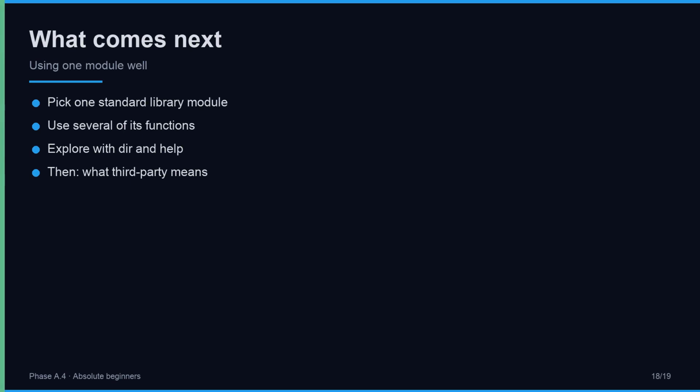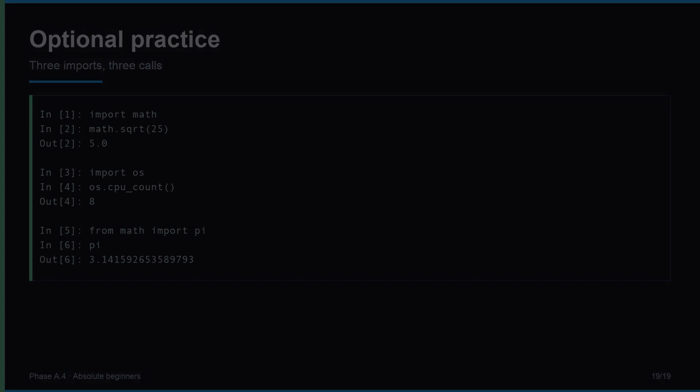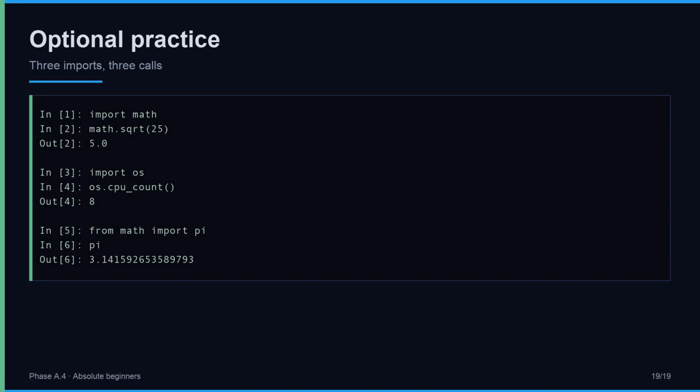Next lesson we slow down on one single module from the standard library. We use several of its functions for real work. We explore it with dir and help. The goal is confidence. After using one module well, every other module feels familiar. Then we step back and talk about third-party libraries, code other people wrote that you can install. One module, used well.